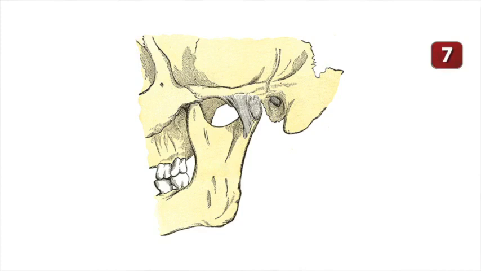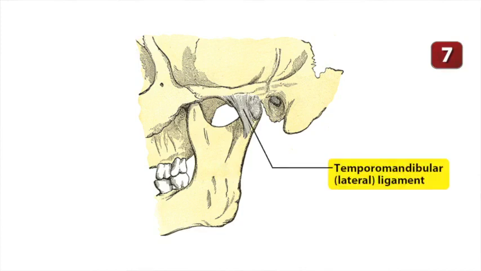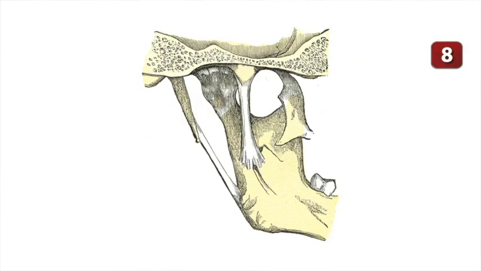The joint capsule thickens laterally to form the temporomandibular ligament, or more simply, the lateral ligament, which is the strongest ligament holding the temporomandibular joint together. This ligament is considered to be an intrinsic ligament, since it is part of the joint capsule. Two extrinsic ligaments cross the joint but are too weak to offer it much stability.